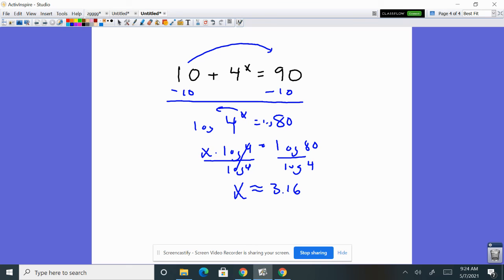This lesson should be very simple. All you're going to do each time, you take the logarithm of both sides to bring the exponent down, and then you divide by whatever logs your x is being multiplied by.